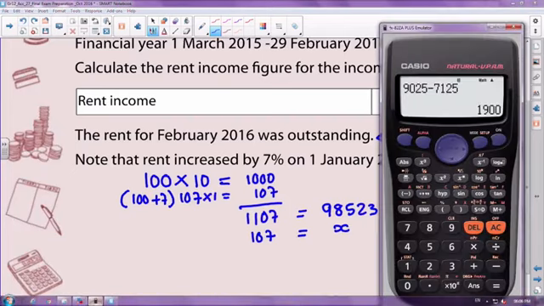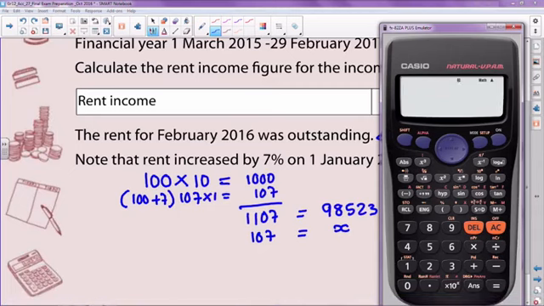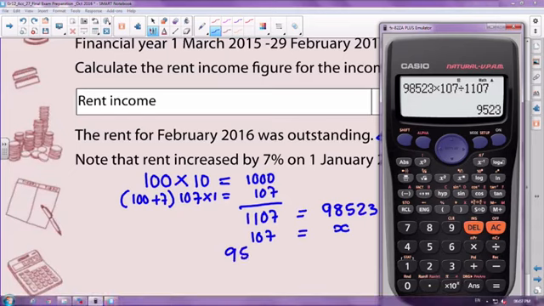Right, let's do the calculation now. So, all that we say is 98,523 times 107 divided by 1107, and it's equal to 9523. What is that? That's the 1 month rental that we have not received as yet.